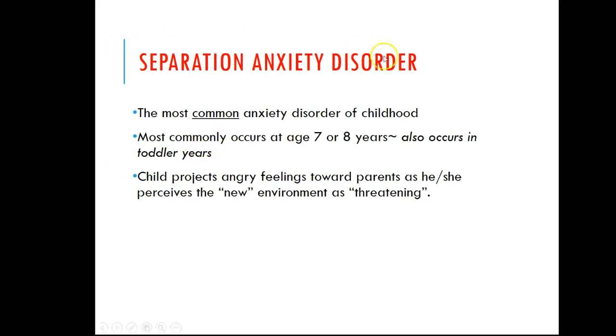And then it comes back during the age of 7 to 8 years. During this particular time, especially when the child is a little older, they project aggressive and angry feelings towards the parent, where they're perceiving the new environment that the child is being pushed into by the parent as threatening, and not being able to communicate that feeling with their parents, or with their caretakers.